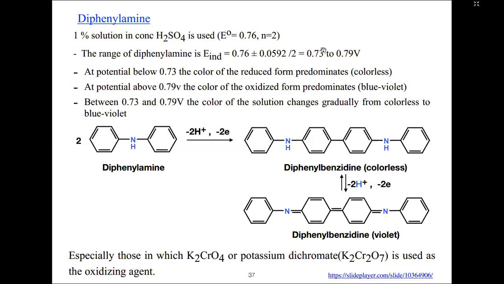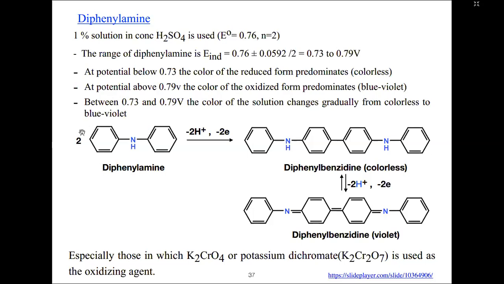If you have any reaction which has an equivalence point that appears in this range, then you can use diphenylamine for that system, with other criteria fulfilled. Below this potential, the color is in the reduced form, which is colorless. And above this value, it is in the oxidized form. The color is violet blue. Its working range is this, and the color changes from colorless to violet in this range.